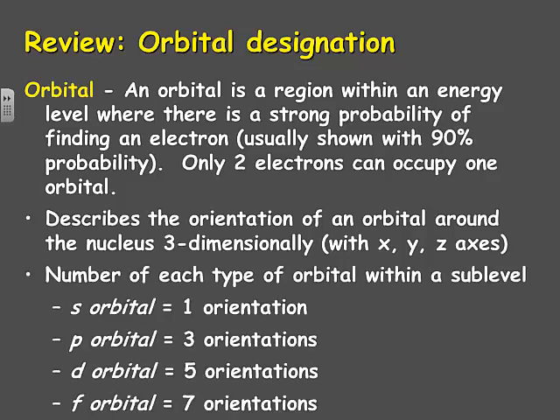For an s orbital, there's one orientation, so there's just a single orbital there. For p, there are 3 different orientations, so a p sublevel has 3 different orbitals. The d sublevel has 5 different orientations, so there are always 5 d orbitals. And for f, there are 7 orbitals at an f sublevel. It's easy to remember these. If you notice, you're counting by odd numbers. s, p, d, and f are 1, 3, 5, and 7.